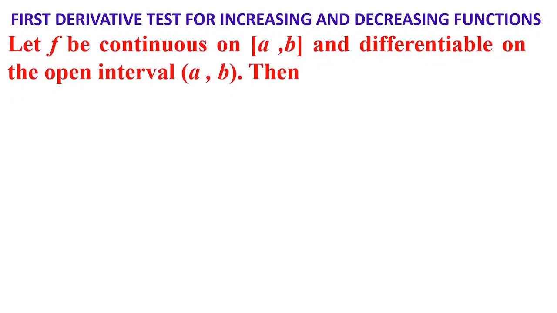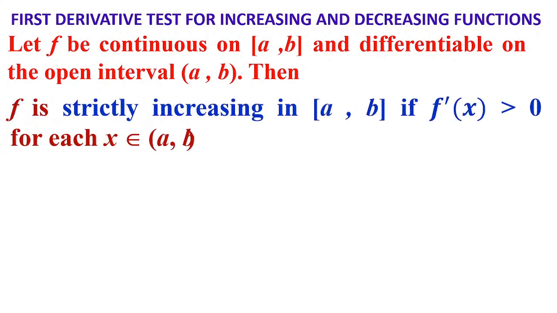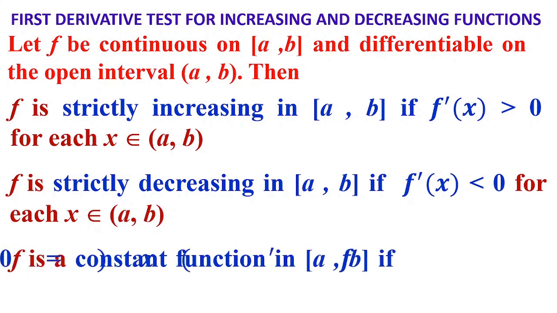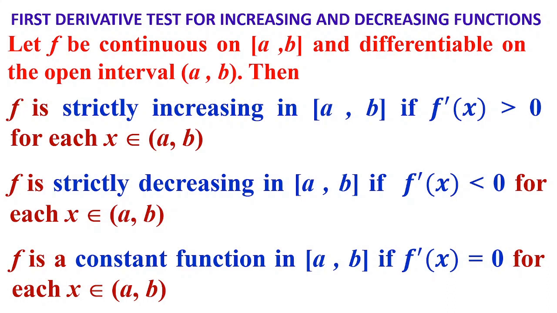You have to take a function defined on closed interval ab, then f is strictly increasing if f dash of x is greater than 0, and f is strictly decreasing if f dash of x is less than 0. Therefore, this first derivative is highly useful for you to check whether a function is increasing or decreasing. Find the first derivative. If it is greater than 0, then it is increasing. If the first derivative is less than 0, it is decreasing. Well, now suppose if f is a constant function, then the first derivative will be 0.